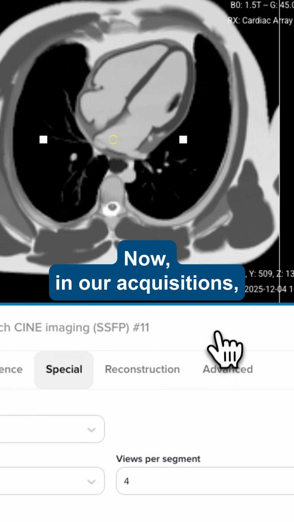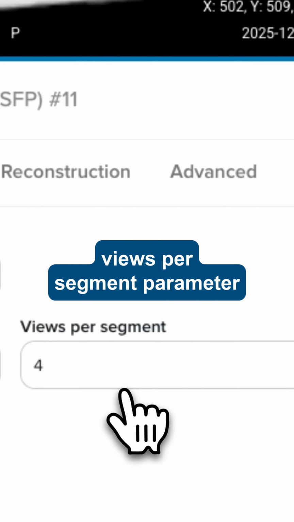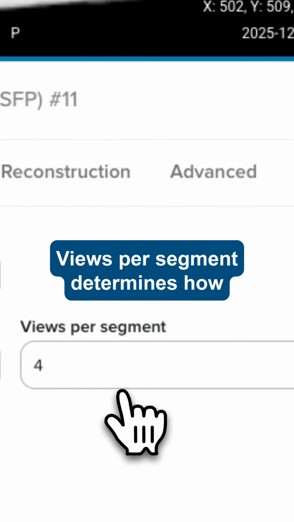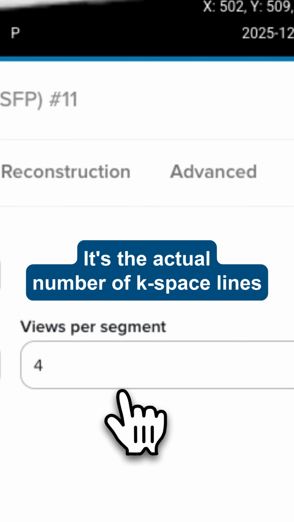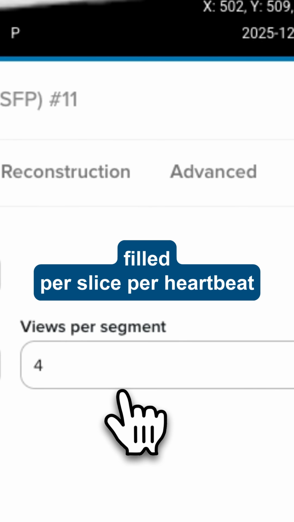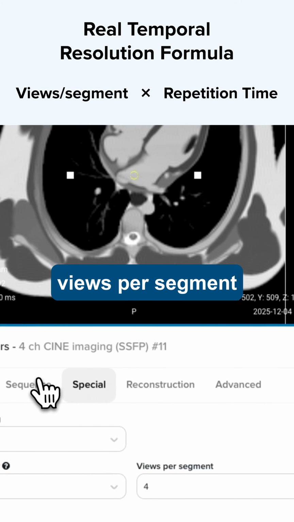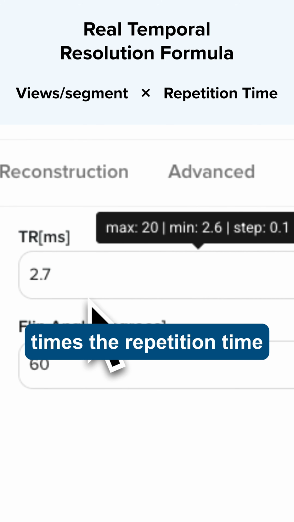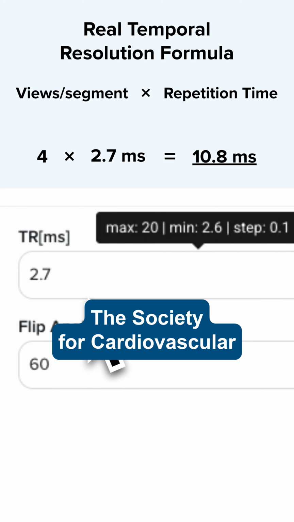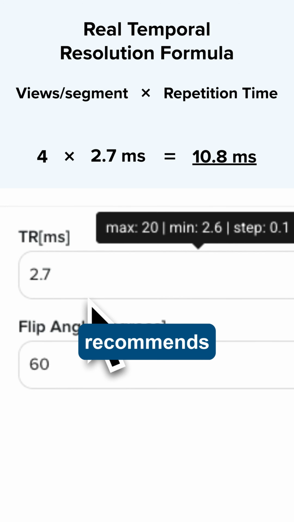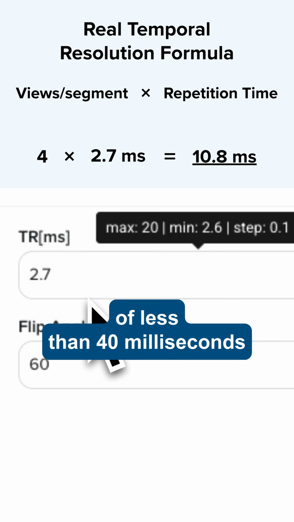Now, in our acquisitions, there is a real temporal resolution, which comes from the views per segment parameter. Views per segment determines how data is collected and filled in k-space. It's the actual number of k-space lines filled per slice per heartbeat. Real temporal resolution comes from multiplying views per segment times the repetition time. In this case, that gives us 10.8 milliseconds. The Society for Cardiovascular Magnetic Resonance recommends that acquisitions should have a real temporal resolution of less than 40 milliseconds.